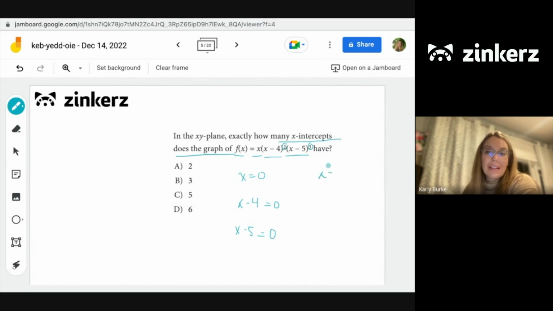This one is x equals 0. This is x equals 4. And this is just x equals 5. So there are 3 intercepts.